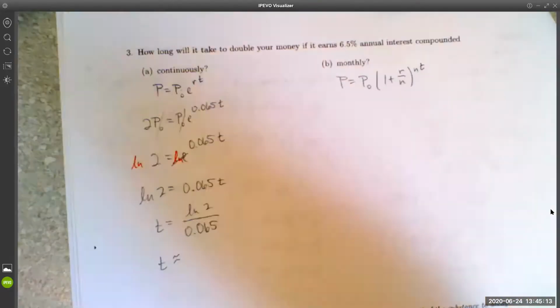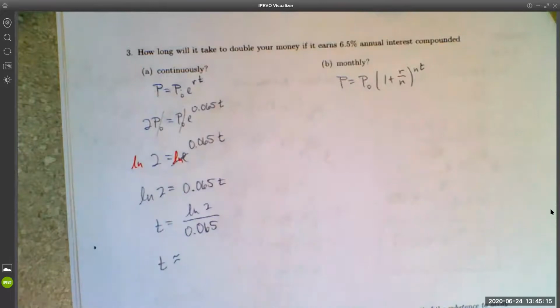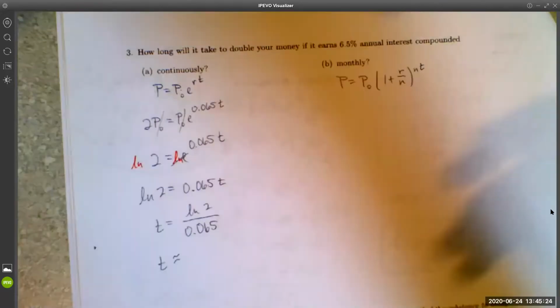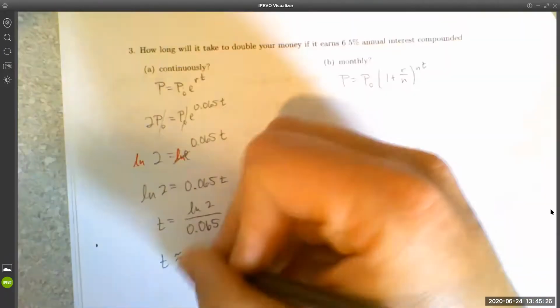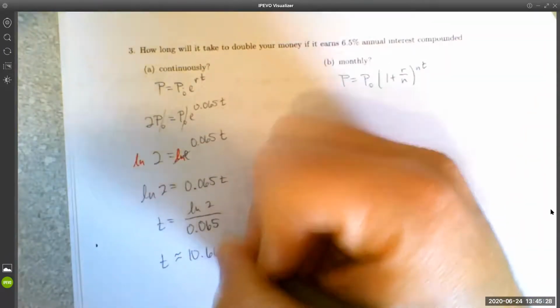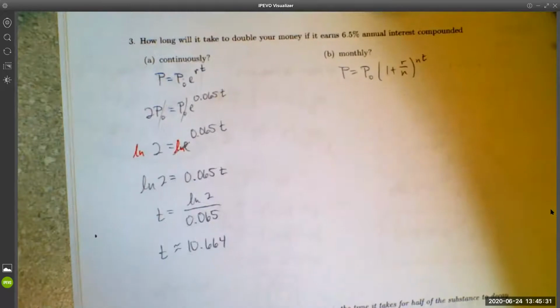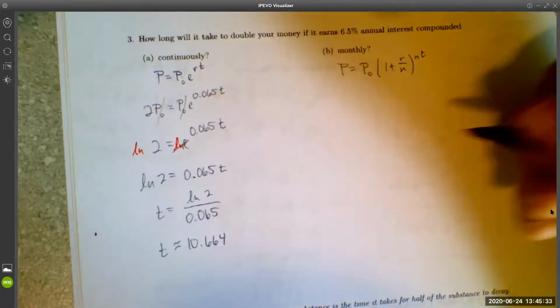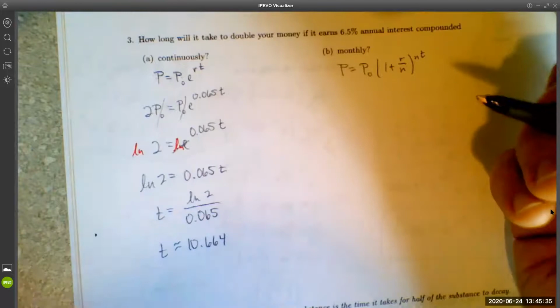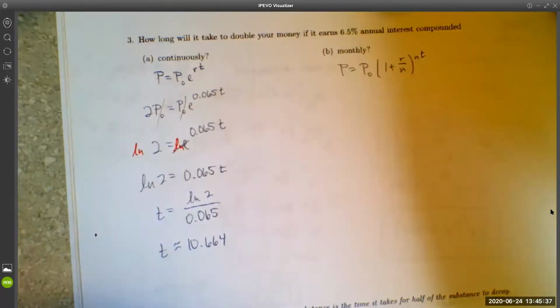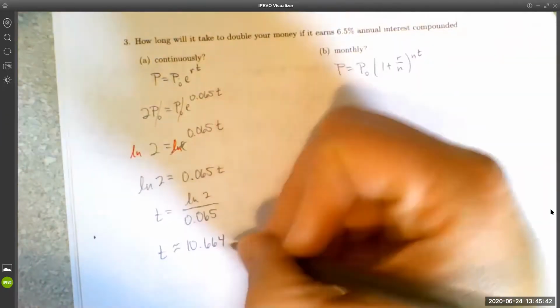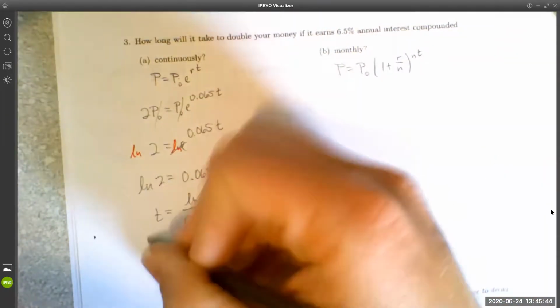Now about how much is that? Let's plug that into our calculator and see. So ln of 2 divided by 0.065 is about 10.664. So how long will it take to double our money? About 10.664 years, so a little more than 10 and a half years. So there you go.